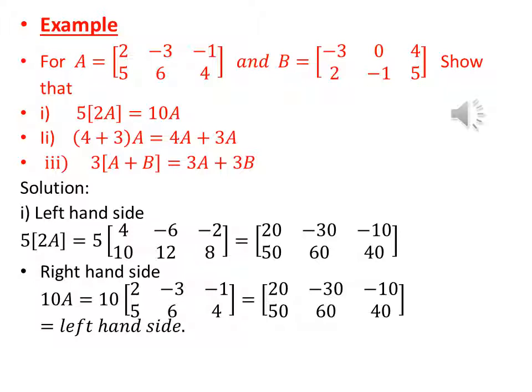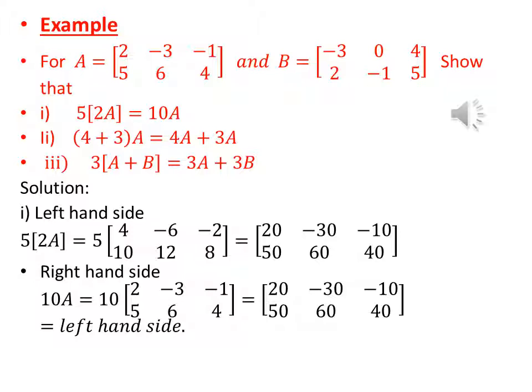So it proves that the left hand side equals the right hand side, equal to 10A. The matrix A is multiplied by 10, so 10 multiplies each element inside A. 2 times 10 is 20, 10 times negative 3 is negative 30, 10 times negative 1 is negative 10, 10 times 5 is 50, 10 times 6 is 60, 10 times 4 is 40. It is the same result as the left hand side, so it is correct.